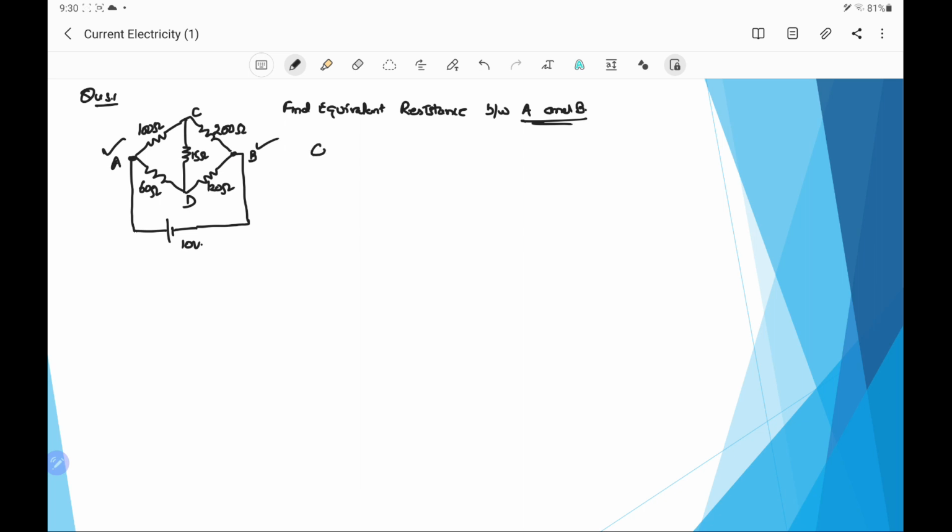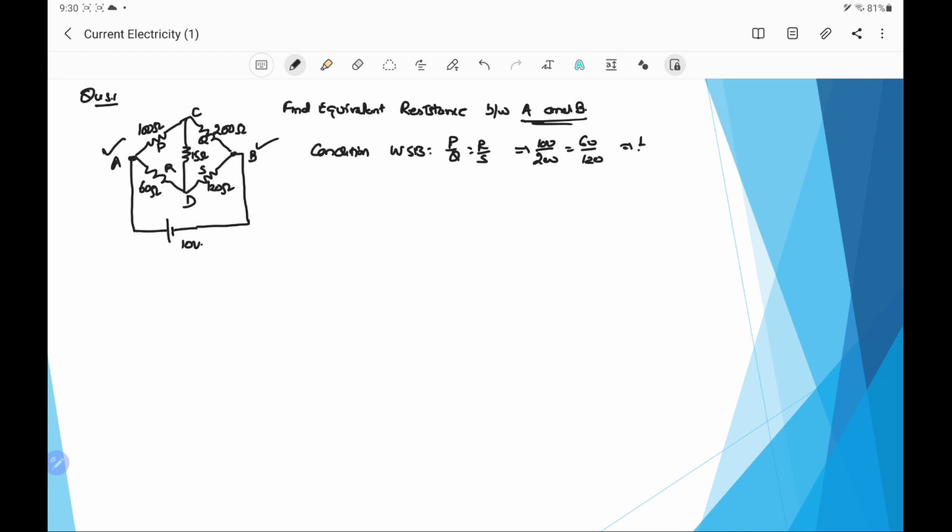So the condition for a balanced Wheatstone bridge is that P by Q equals R by S. Say this is P, this is Q, this is R, this is S. So we can write 100 by 200 equals 60 by 120.